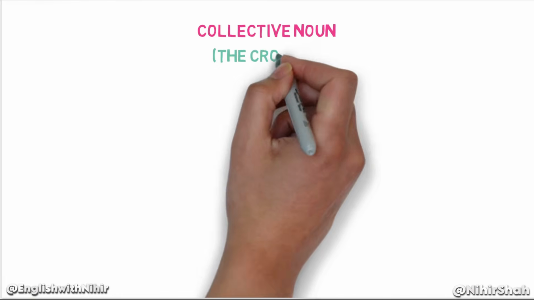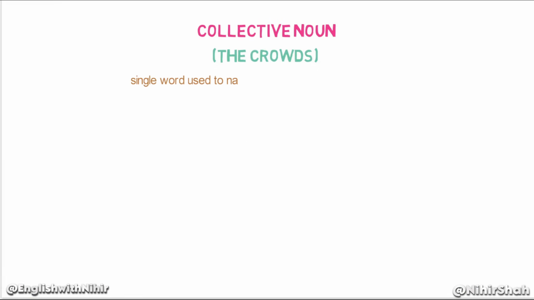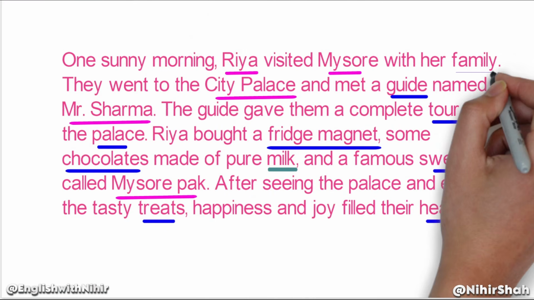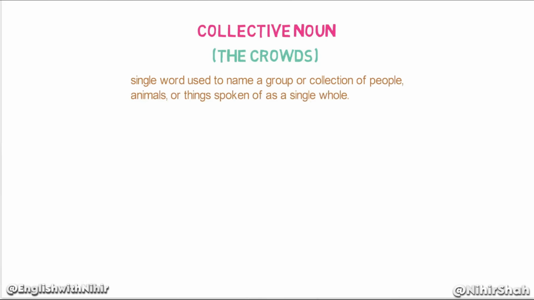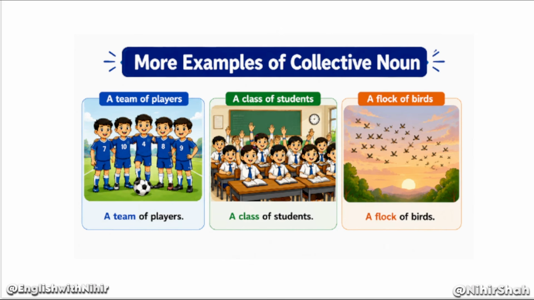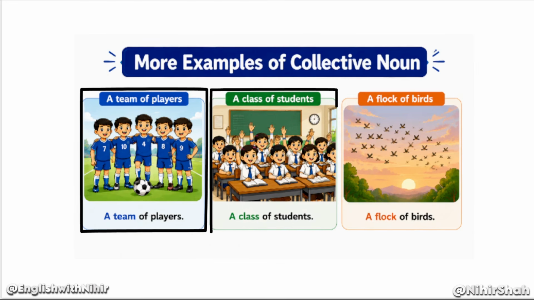Next is the collective noun. A collective noun is a single word that refers to a group of people, animals, or things. In our story, family is a collective noun because it refers to all the members together as one group. Some more examples of collective noun are a team of players, a class of students, and a flock of birds.